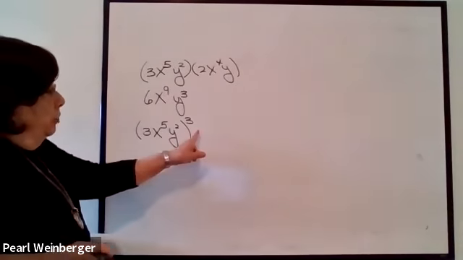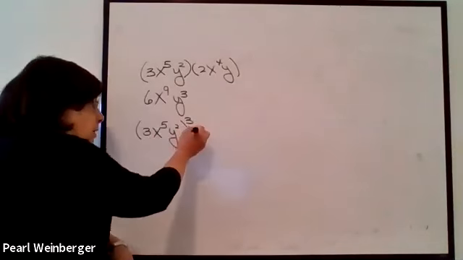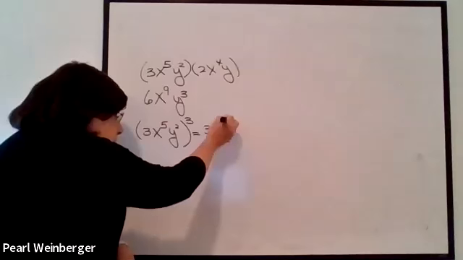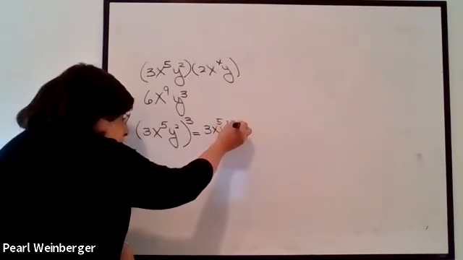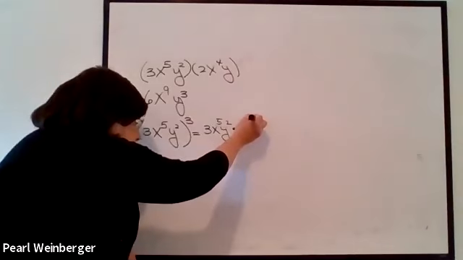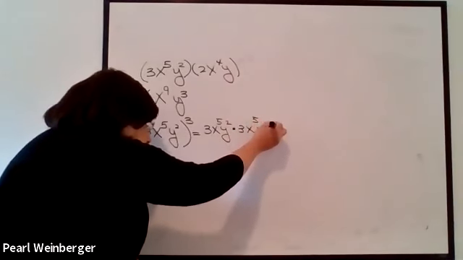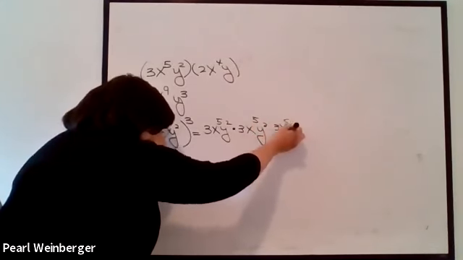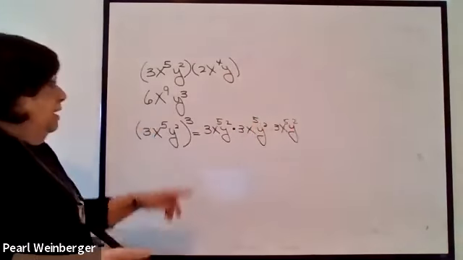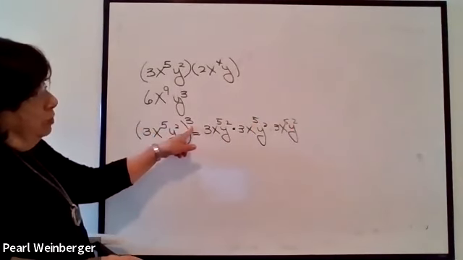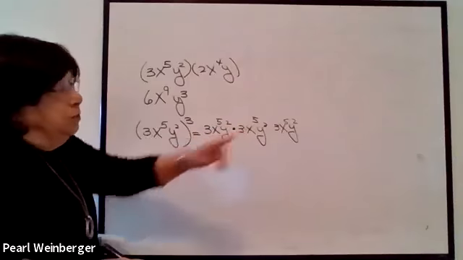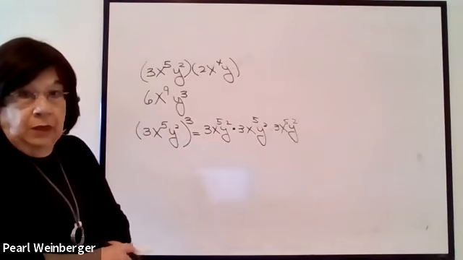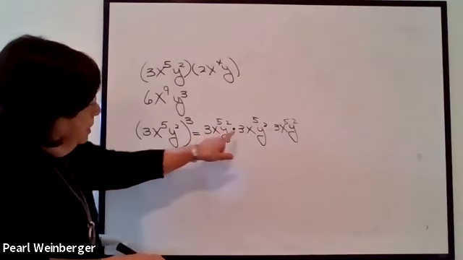The exponent of 3 on the outside really is telling me that I'm multiplying 3x to the 5th y squared times another 3x to the 5th y squared times a third 3x to the 5th y squared. In other words, the exponent of 3 on the outside is telling me that I'm multiplying this monomial 3 times. And of course, we can do it by just multiplying the numbers in front.